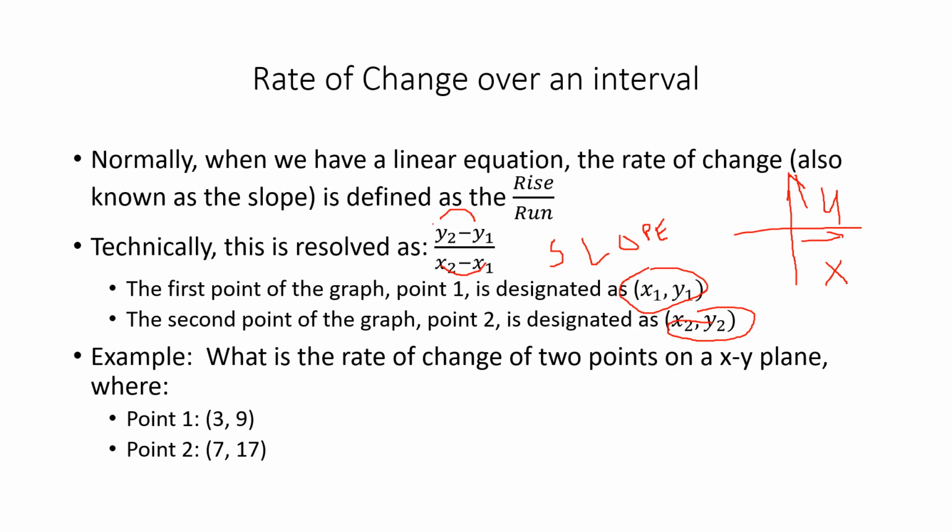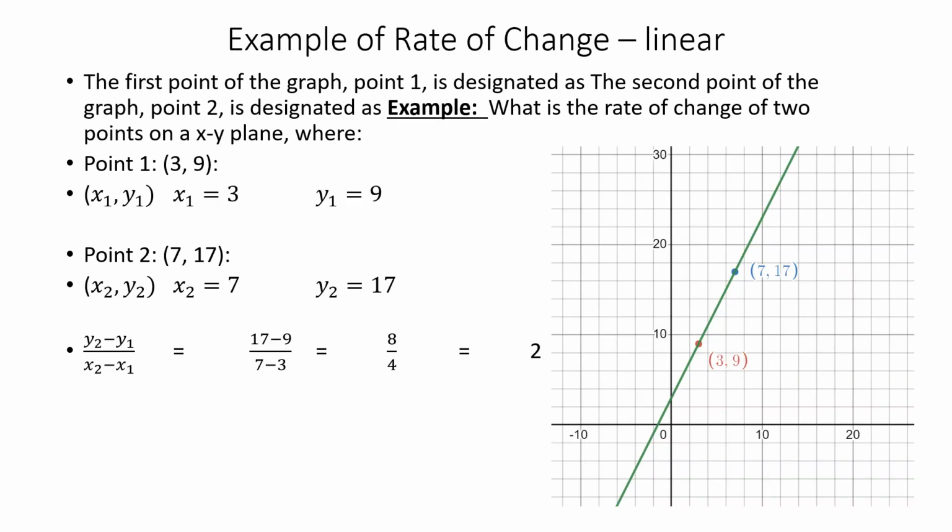And I've got 2 points here: 3, 9 for point 1 and 7, 17. With 2 points, we can find out what the slope is. This is point 1, this is point 2. I'm going to take y point 2, which is 17, minus 9, and that's my y2 minus y1, which is 8. And I'm going to take my x2, which is 7, minus my x1, which is 3. 7 minus 3 equals 4. So I got 8 over 4, which gives me a slope of 2. And basically what I'm looking at here is my slope is 2.